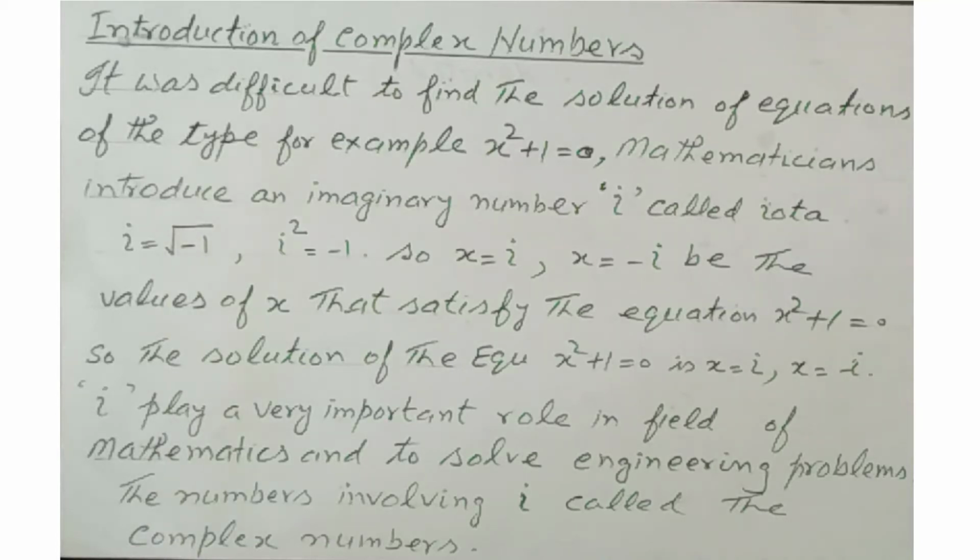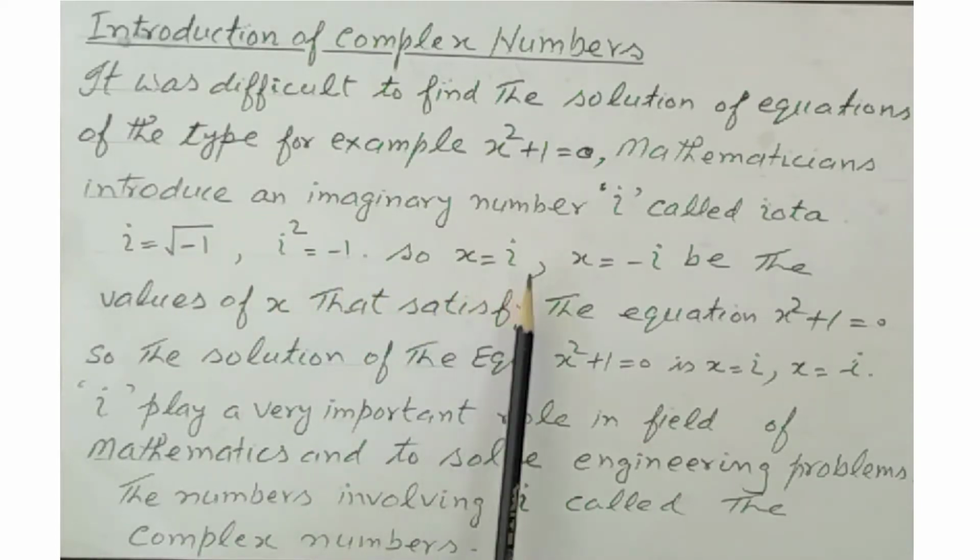Introduction of complex numbers. It was very difficult to find the solution of equations of the type, for example, x square plus 1 equal to 0. Mathematicians introduce an imaginary number called iota. Iota equal to under root minus 1, iota square equal to minus 1.